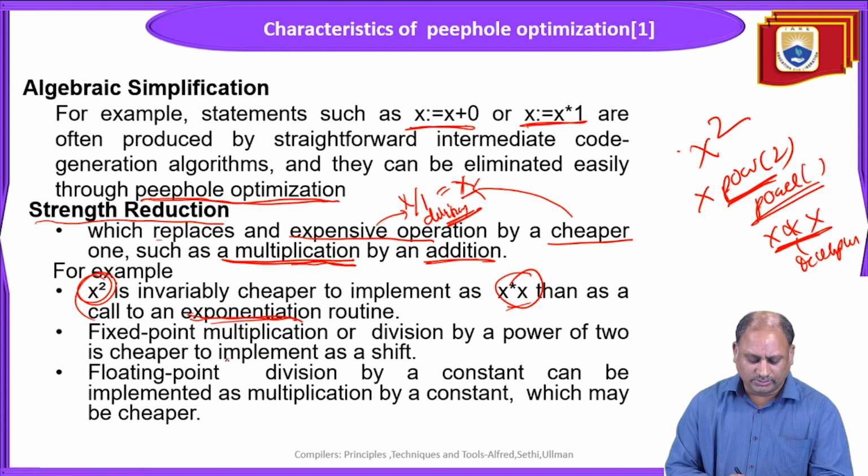Like that, sometimes there are fixed-point multiplications and divisions as well. Multiplication by a power of 2 is cheaper to implement with shift operations. Another example is that floating-point division by a constant can be implemented by multiplication by a constant, which may be much cheaper.